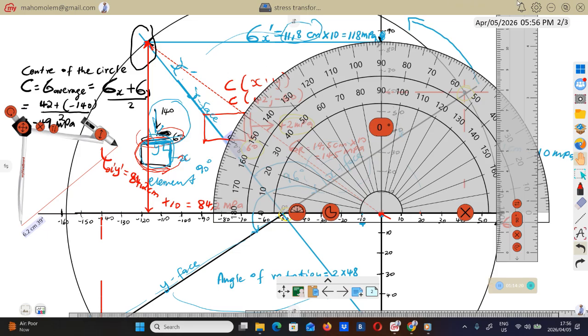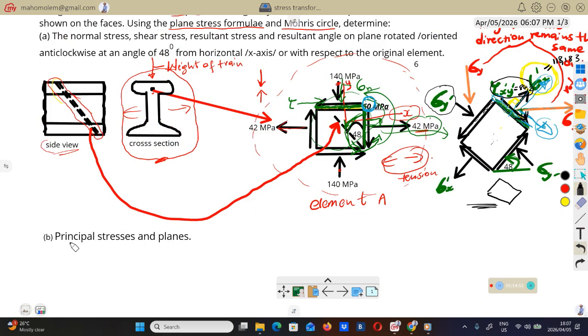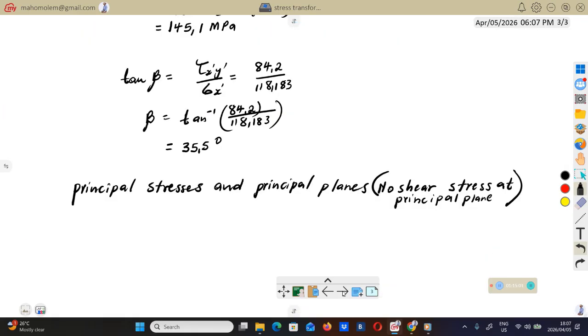So yeah, that beta graphically, I'm getting 35.2 degrees. Good. We're getting the same values. Right, the next question is to calculate the principal stresses and the planes where you will find those principal stresses.